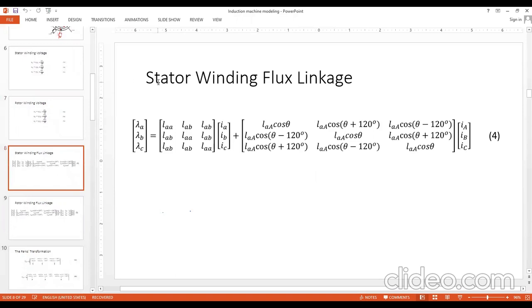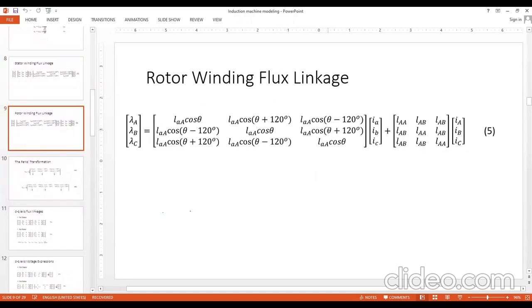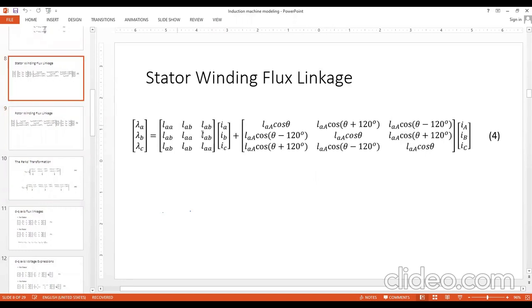Okay, then we talked about this stator winding flux linkage. A detailed discussion was given in the last class. Similarly, the rotor winding flux linkage, a detailed discussion was given in the last class. I'm not going to repeat it again.